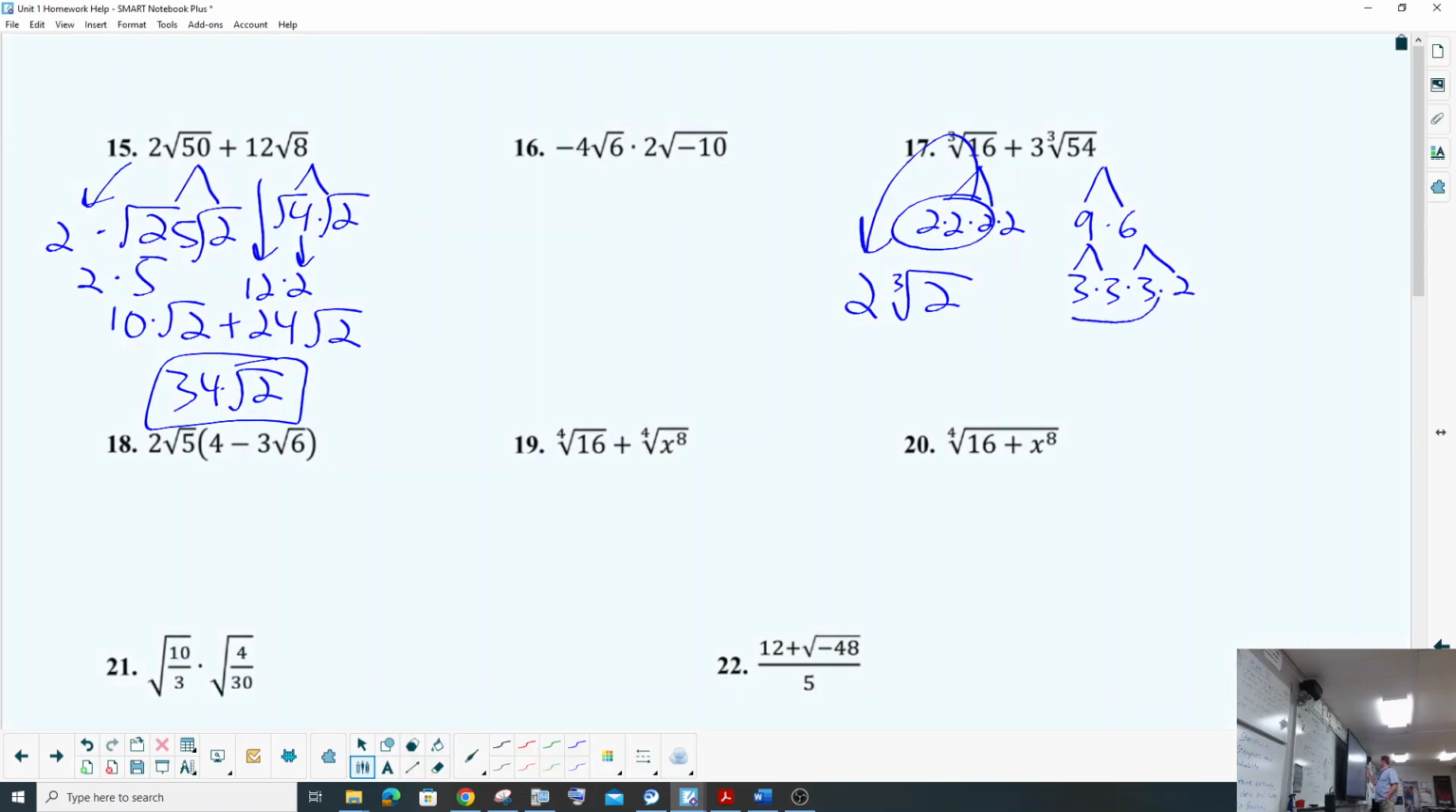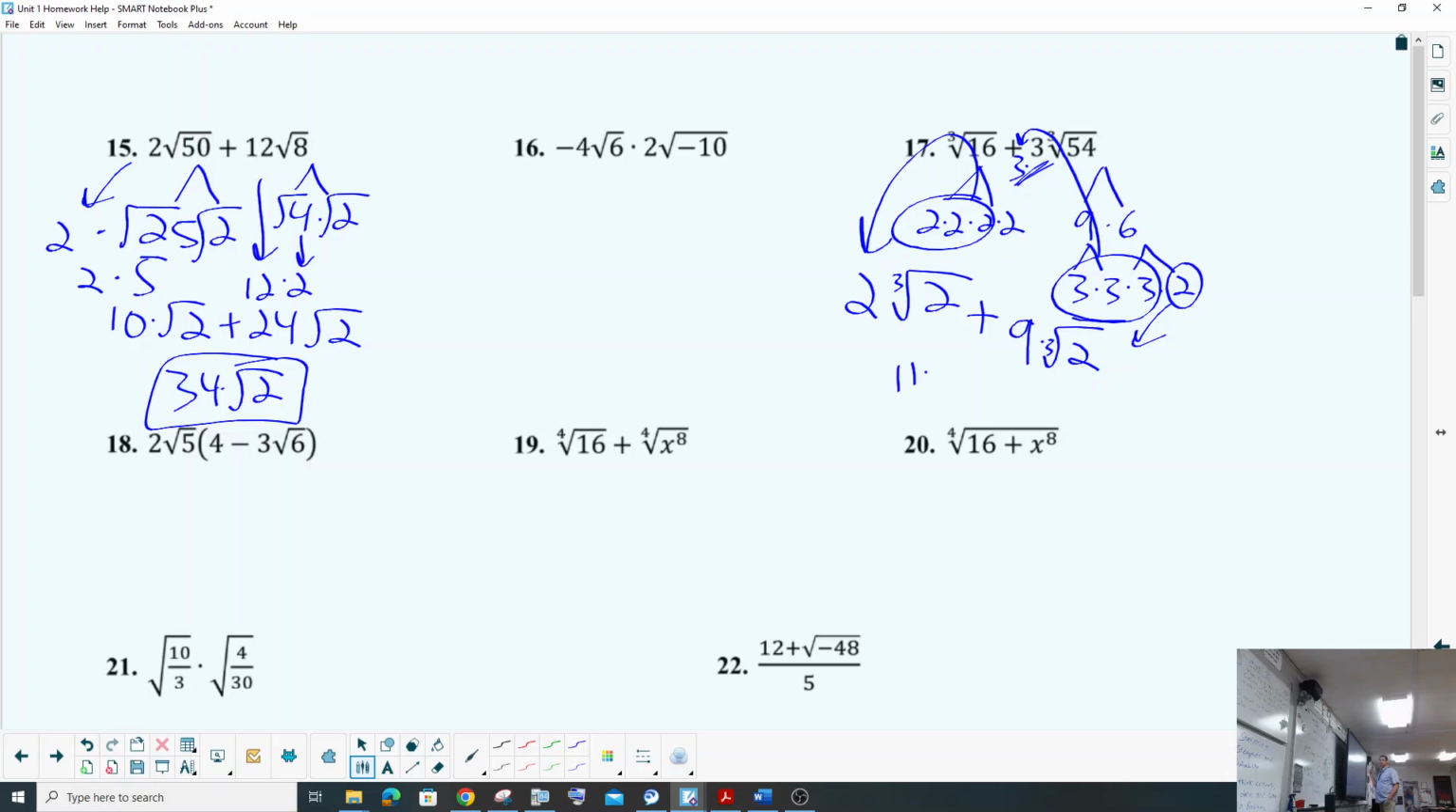Now we have 3 of these 3's that we can pull out of the cube root, so put it here. And only one of them comes out, and 3 times 3 is 9. So we have a 9 now, and we still have left a cube root. So that's going to be the cube root of 2. And 2 plus 9 is 11.